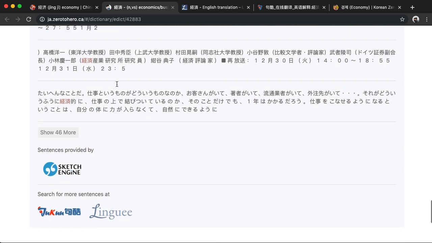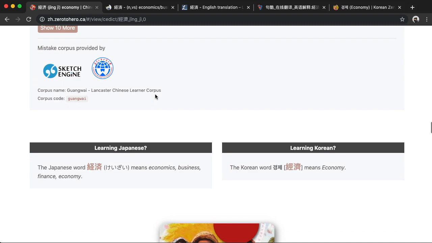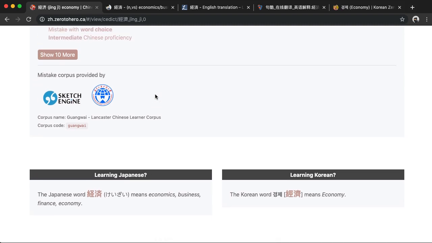So it's great if you're learning Chinese, Japanese, and Korean all at the same time, because a lot of Chinese words are exactly the same across the three with slight variations. So this helps you out.